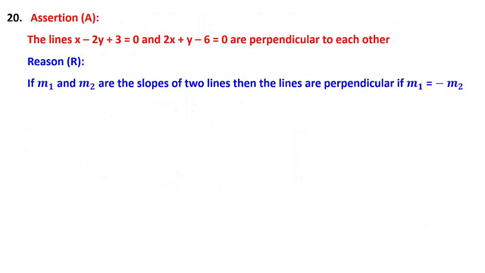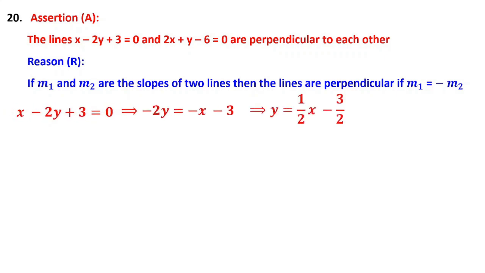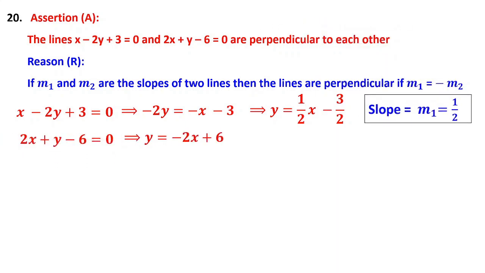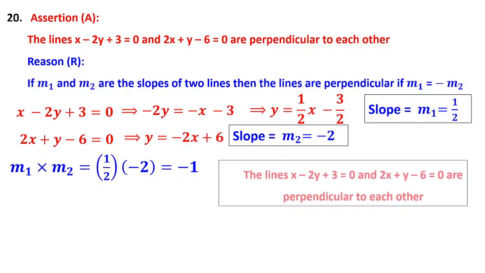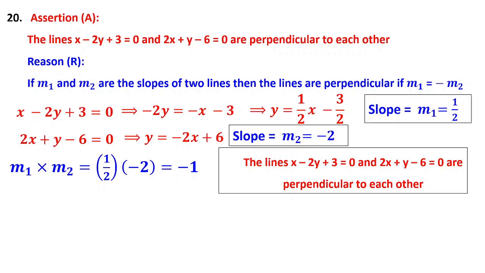Let us go to question number 20. The given lines are perpendicular and you have been given a reason for that. Let us check whether the lines are perpendicular. You are finding the slopes. The slope of the first line is half. Let us go to the second straight line. The slope of the second straight line is minus 2. All of you know how to get the slope. Write it in the form of y is equal to mx plus c. Now when you multiply m1 into m2, that is the condition for perpendicularity, you are getting minus 1. Therefore the lines are perpendicular to each other.